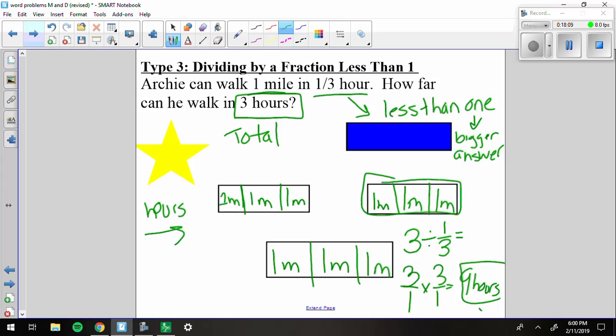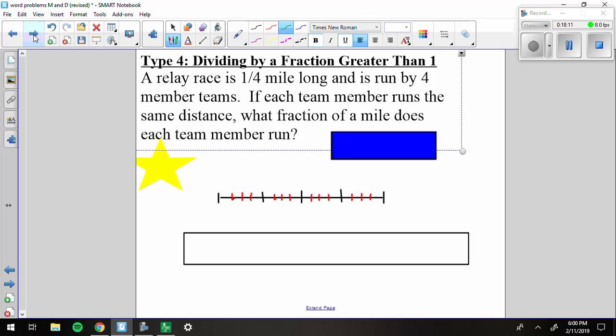Moving right along. Type 4. We're almost there, folks. Type 4, we're dividing by a fraction greater than 1. A relay race is 1/4 mile long and is run by 4 member teams. If each team member runs the same distance, what fraction of a mile does each team member run?